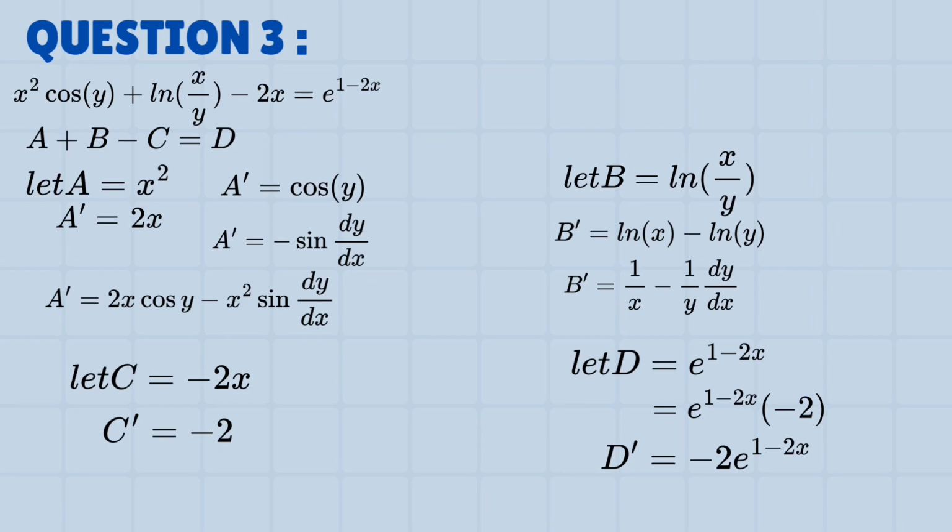And then next, we differentiate b. B equal to ln of x over y. So we got b prime equal to ln x minus ln y. So b prime equal to 1 over x minus 1 over y times dy/dx. And then we differentiate c. C equal to negative 2x, so we got c prime equal to negative 2. Next, differentiate d. D equal to e to the power of 1 minus 2x. For this equation, we use the chain rule, so we got e to the power of 1 minus 2x times negative 2. So d prime equals negative 2 e to the power of 1 minus 2x.